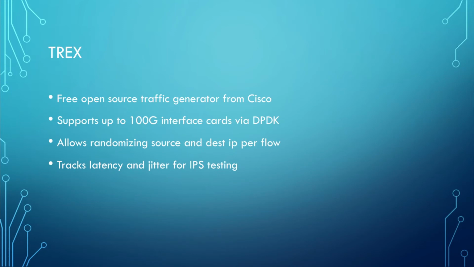Cisco makes an open source package called TRex, and what TRex is designed to do is take commodity Cisco hardware, depending on how fast you want to go, and allow you to do a lot of the more basic traffic generation tasks that you'd normally need a very expensive appliance to do. It supports up to 100 gig interfaces for any card that supports DPDK, so Intel, Napatech, several others.